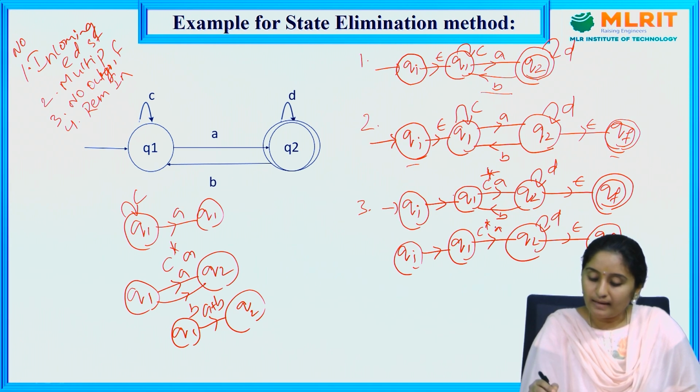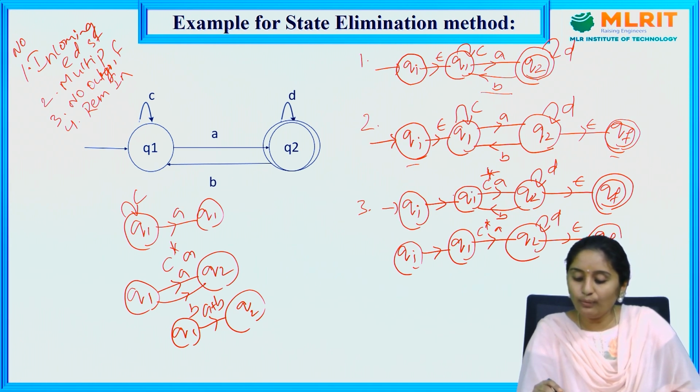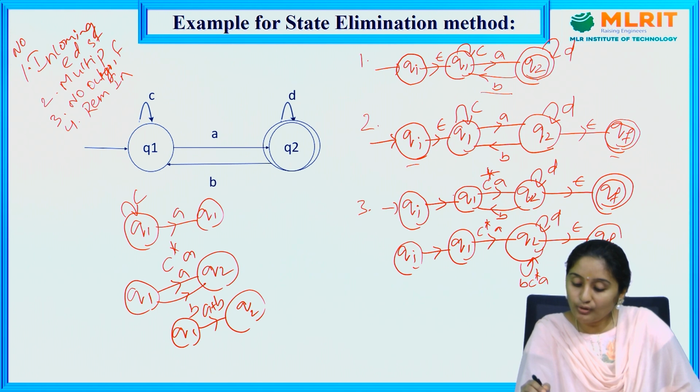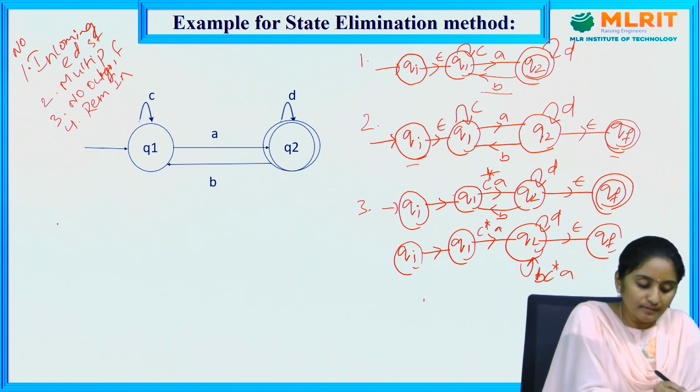So how can I write this? From Q1 to Q2, C star A, B, C star A. So I can write this as a self loop, B, C star A. Why am I writing this? From Q1 to Q2, there is C star A, and we come to Q2. Again from Q2, I can move to Q1 with the help of B. Again to reach Q2, I have C star A. This is repeating, in opposite directions. So I can write it as Q2, D is there, B, C star A is there. So let me write here Qi.